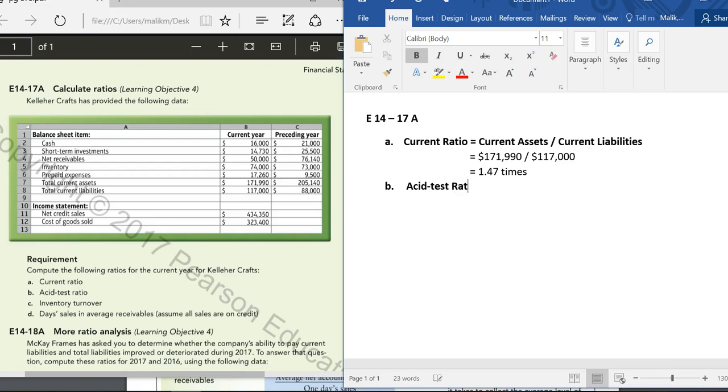Again, this ratio is actually showing your capacity to pay your current obligations. But here, instead of taking all current assets, we will take very liquid assets. Those are cash, short-term investments, and net receivables. These three items are very liquid, right? So these are also known as the quick assets. So another name of this ratio is the acid test ratio.